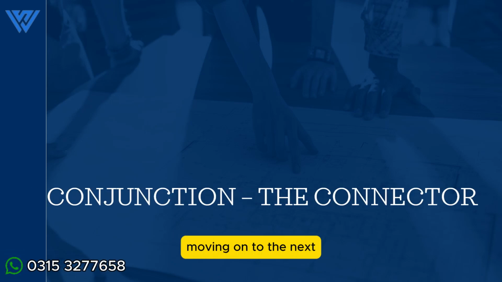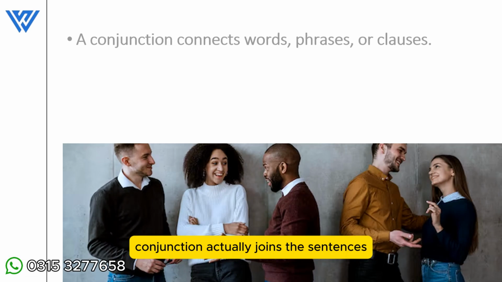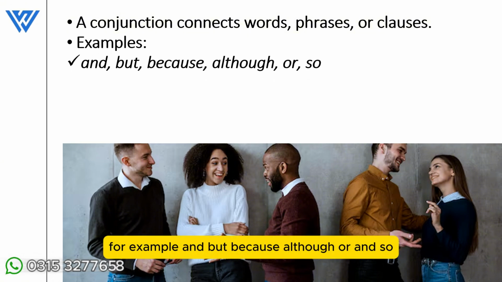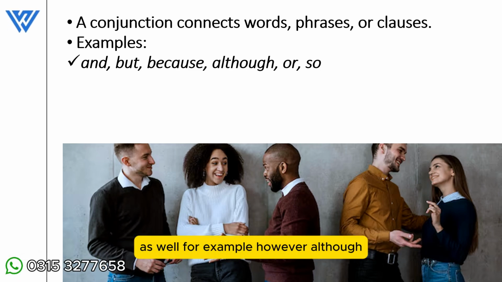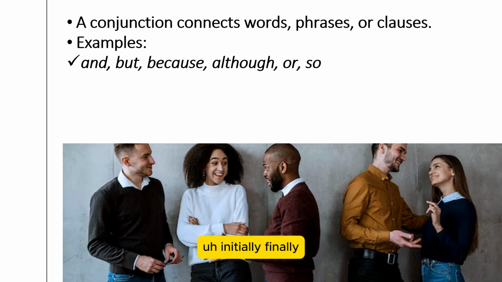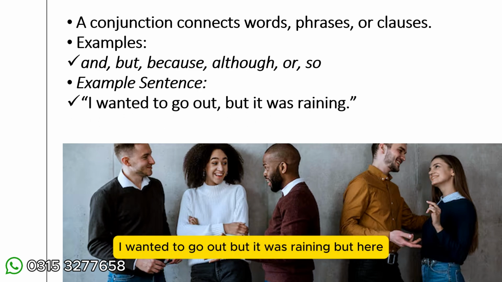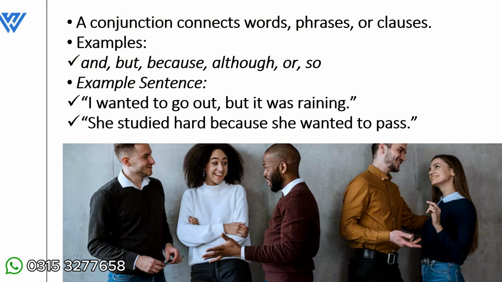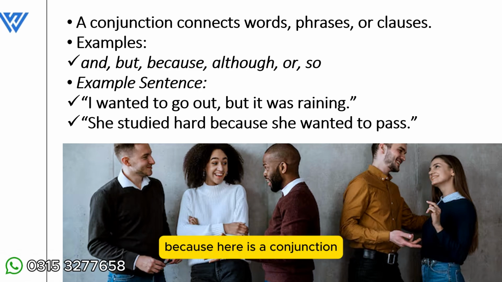Moving on to the next parts of speech, that is conjunction, the connector. Conjunction actually joins the sentences, phrases, or clauses. For example, and, but, because, although, or, and so. There are a lot more conjunctions as well. For example, however, although, initially, finally. Let's see some example sentences. I wanted to go out, but it was raining. But here is a conjunction. She studied hard because she wanted to pass. Because here is a conjunction.